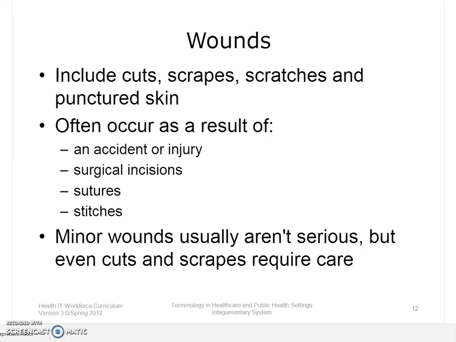Minor wounds usually aren't serious, but even cuts and scrapes require care. Serious and infected wounds require medical attention. One should seek medical attention if the wound is deep, if the edges cannot be approximated, if bleeding is uncontrolled, if the wound is dirty, or if it does not heal properly.